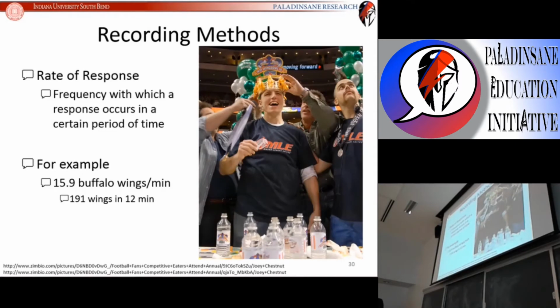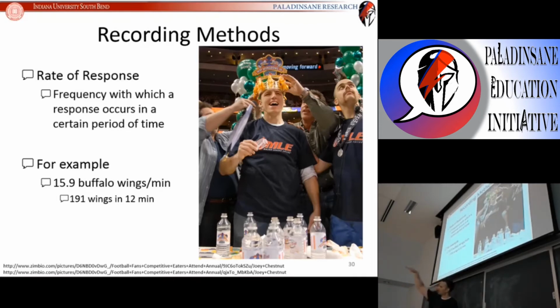It's one of the Wild Wings wing eating championships. Anyways, that's 190 wings in 12 minutes. That's a little bit of craziness, but rate of response, right? We have a certain number of responses per period of time. So he had 191 wings in 12 minutes, and I'm sure if we broke this down per minute, his rate of response changed across those 12 minutes.